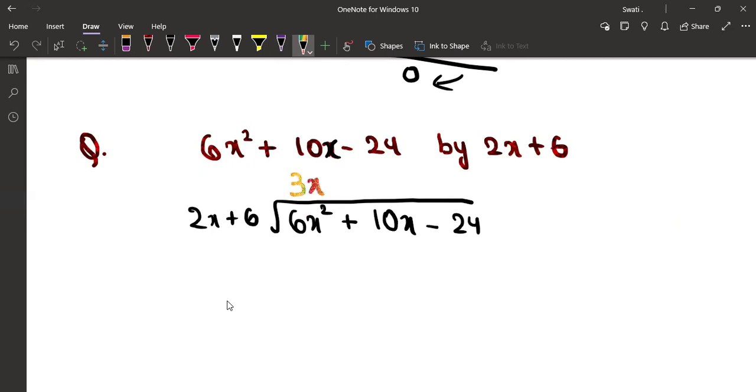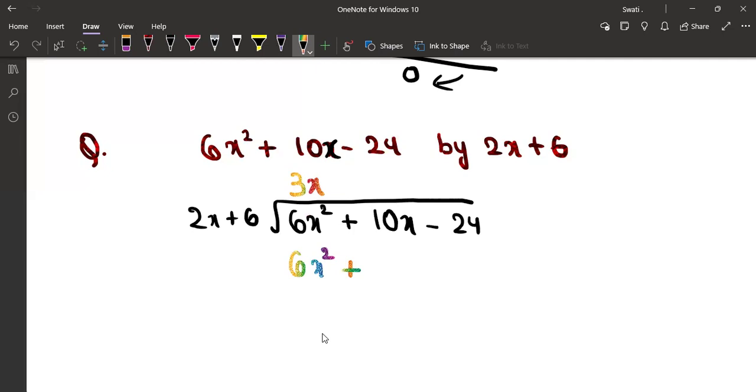Okay. Next. What should I write down? 6x square. Perfect. Perfect. Next. Plus. Tell me, what are you doing? What are you thinking? Then only I will help you. Okay, this is what you have to do. So 6x is correct. Next.